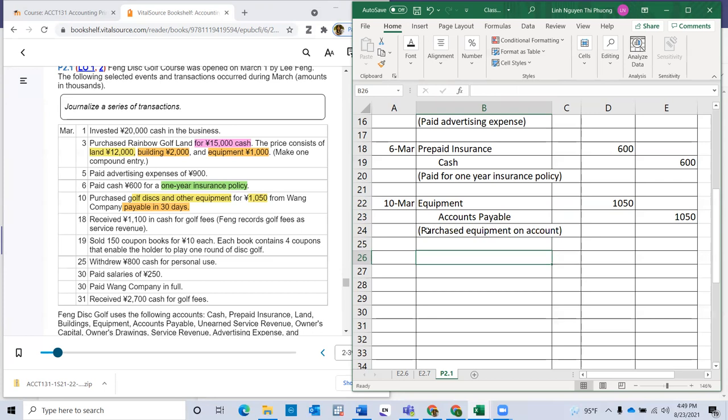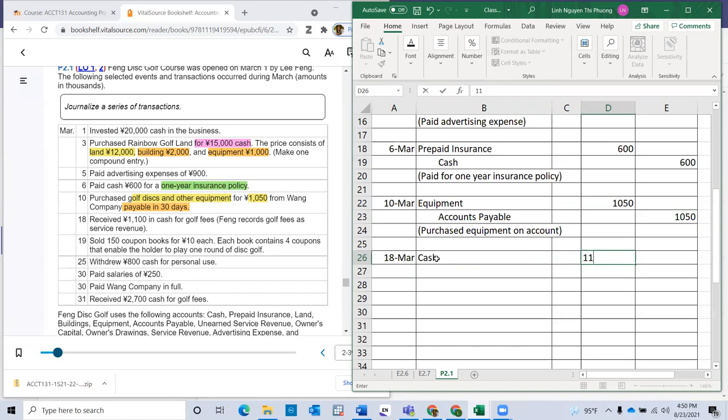Okay, next, March 18. Receive 1,100 in cash for golf fees. Fang records golf fees as service revenues. Okay, so when you receive cash for golf fees, okay, so we have cash increase, all right? Cash is an asset. When assets increase, we debit. So we have cash debit 1,100.